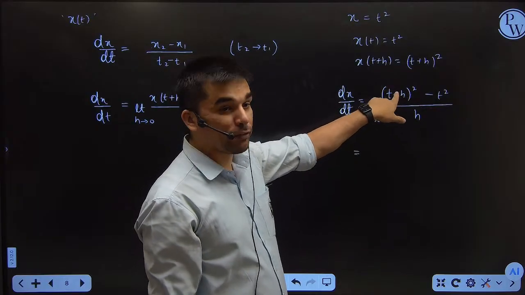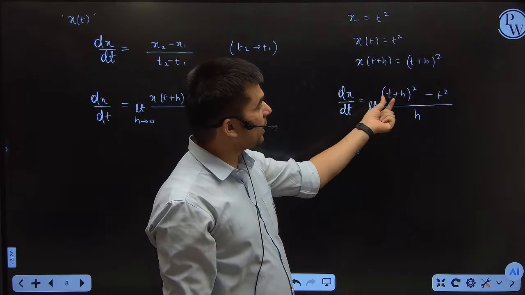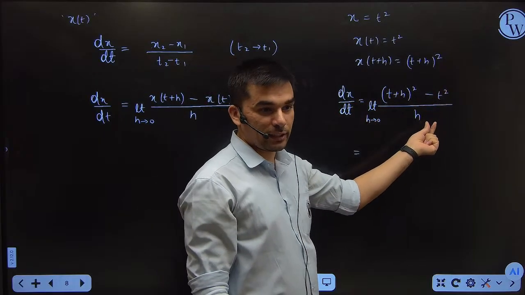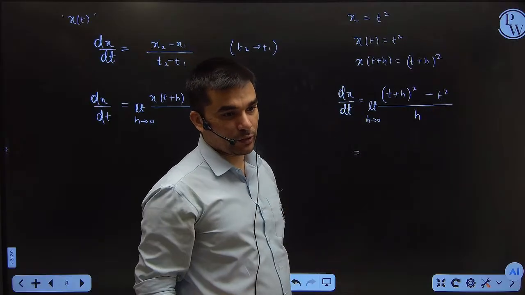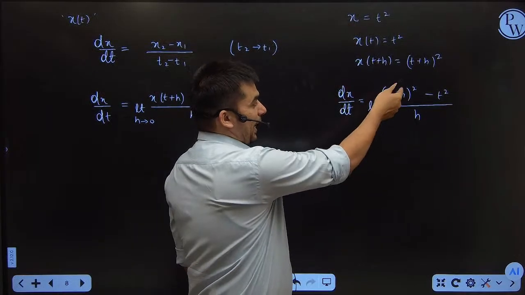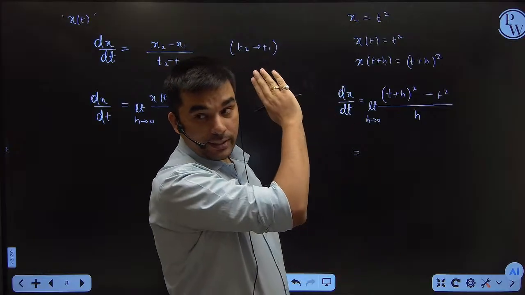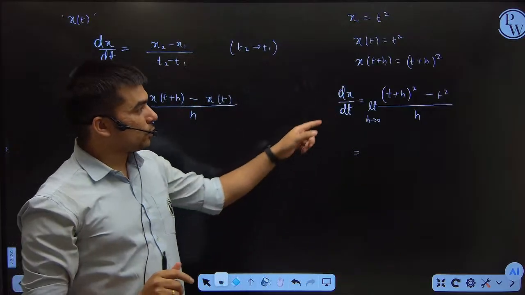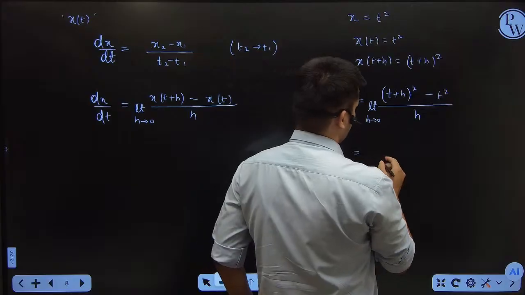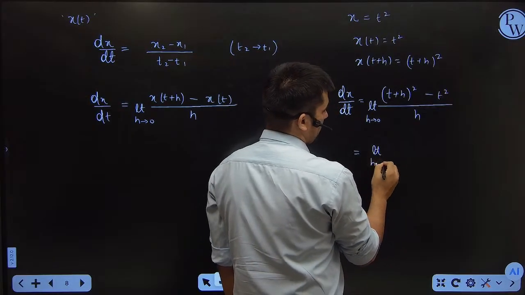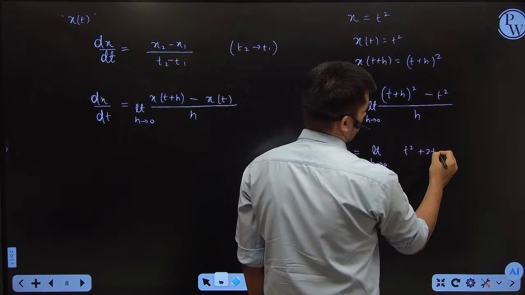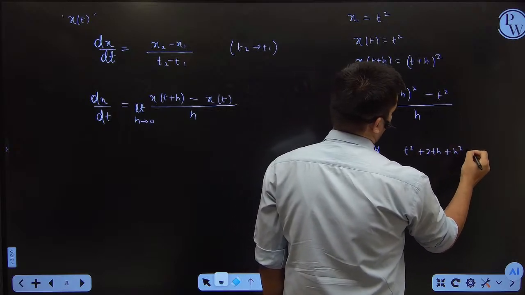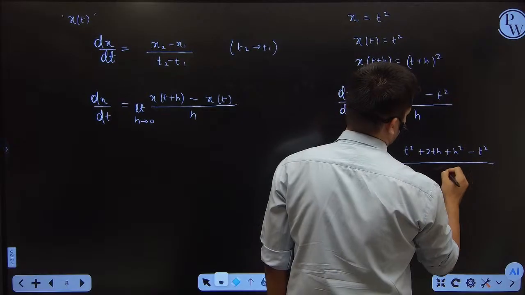If you put the value of h as 0, you will be getting t square minus t square divided by h, which will be coming out as 0 by 0 once again, like the way we started. So that's why h has a significance, like the way we had discussed earlier also in limits. Now if you expand this, what are you getting? Limit h tending to 0, (t square plus 2th plus h square minus t square) whole divided by h.